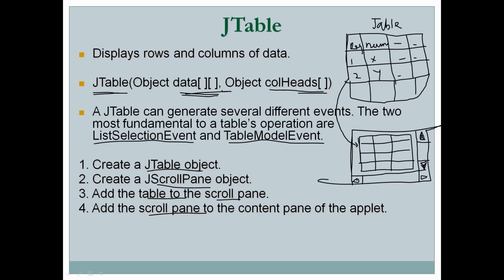Okay, then add the scroll pane to the content pane of the applet. So we have an applet also. So this is an applet. An applet has a top bar, that is the title bar. So we have buttons like close and two other buttons. On the applet we have to add the scroll pane. The scroll pane has to be added on the applet here.